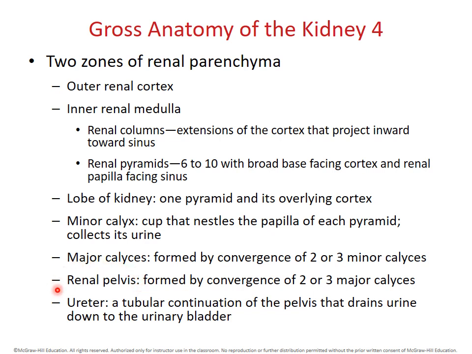The renal pelvis is a funnel-shaped hollow space that eventually funnels down and leads to a single tube which exits the kidney, and of course we call that tube the ureter. The ureter is, as you see here, just really a continuation of the pelvis, but it is the tube that then drains the urine away from the kidney and ultimately to the urinary bladder.